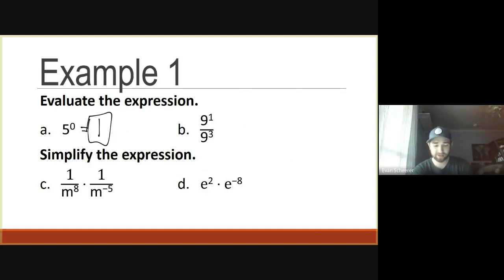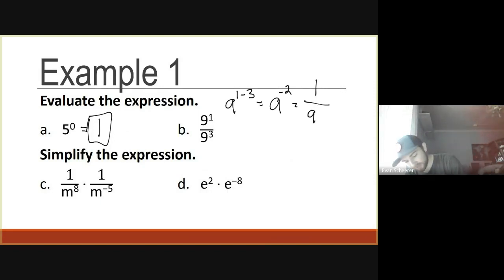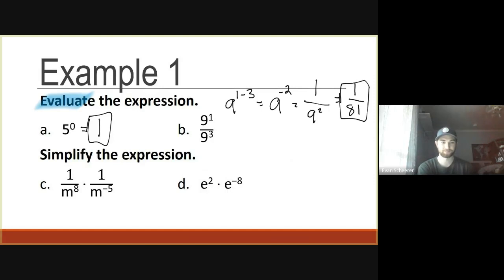Homework question: 9 to the first times 9 to the third. Well, that's going to be 9 to the 1 minus 3, which is 9 to the negative second power, which equals 1 over 9 to the positive second power, which equals 1 over 81. Remember, guys, it says to evaluate, so I need an answer.